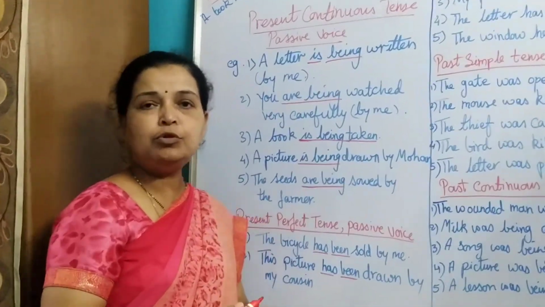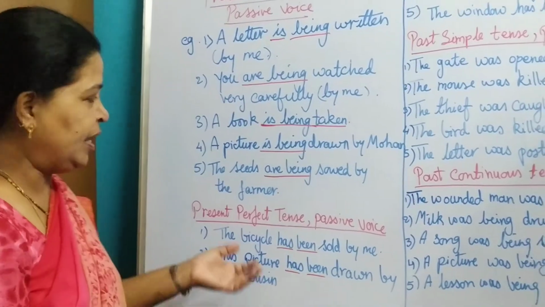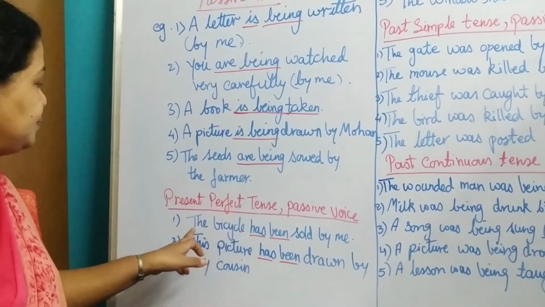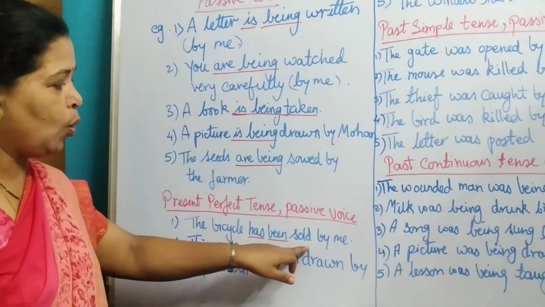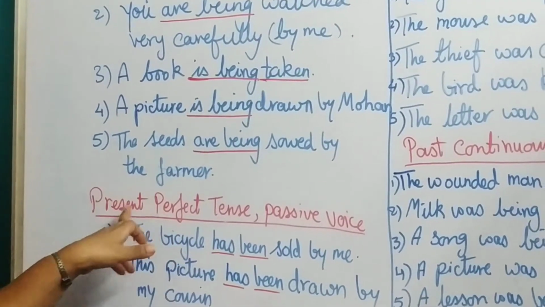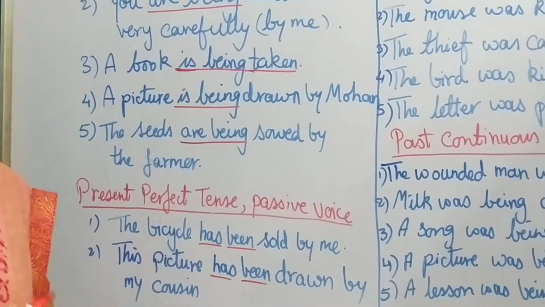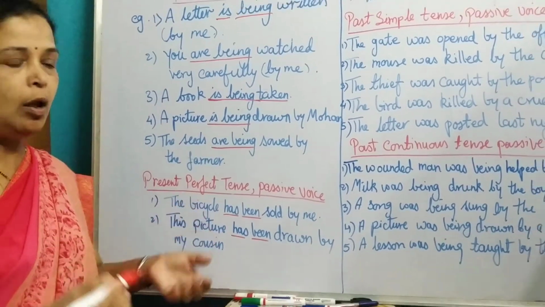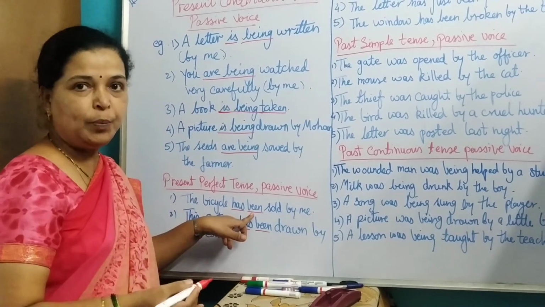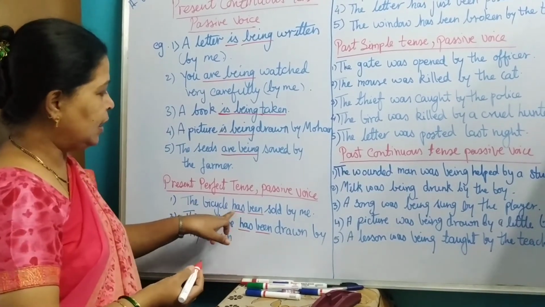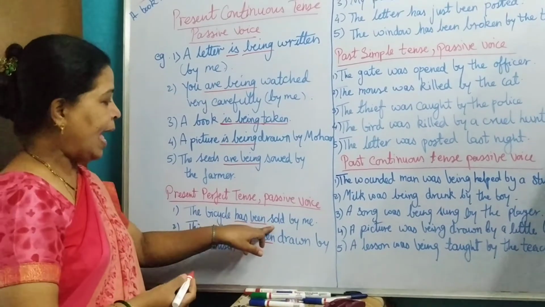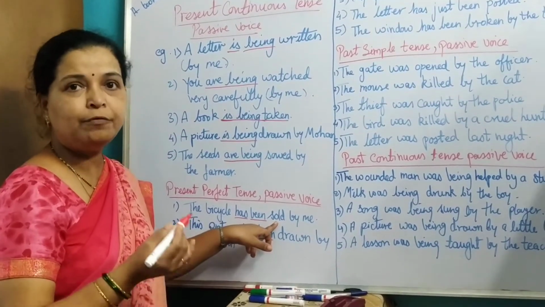So let's see how to use the form of to be in present perfect tense, passive voice. Let's see the examples. The bicycle has been sold by me. So here, as it is perfect tense and present perfect, we use has or have as helping verb. So along with has or have, we are using been, which is the form of to be. Okay, so the bicycle has been sold by me. So has been is the helping verb and sold is the past participle of to sell.